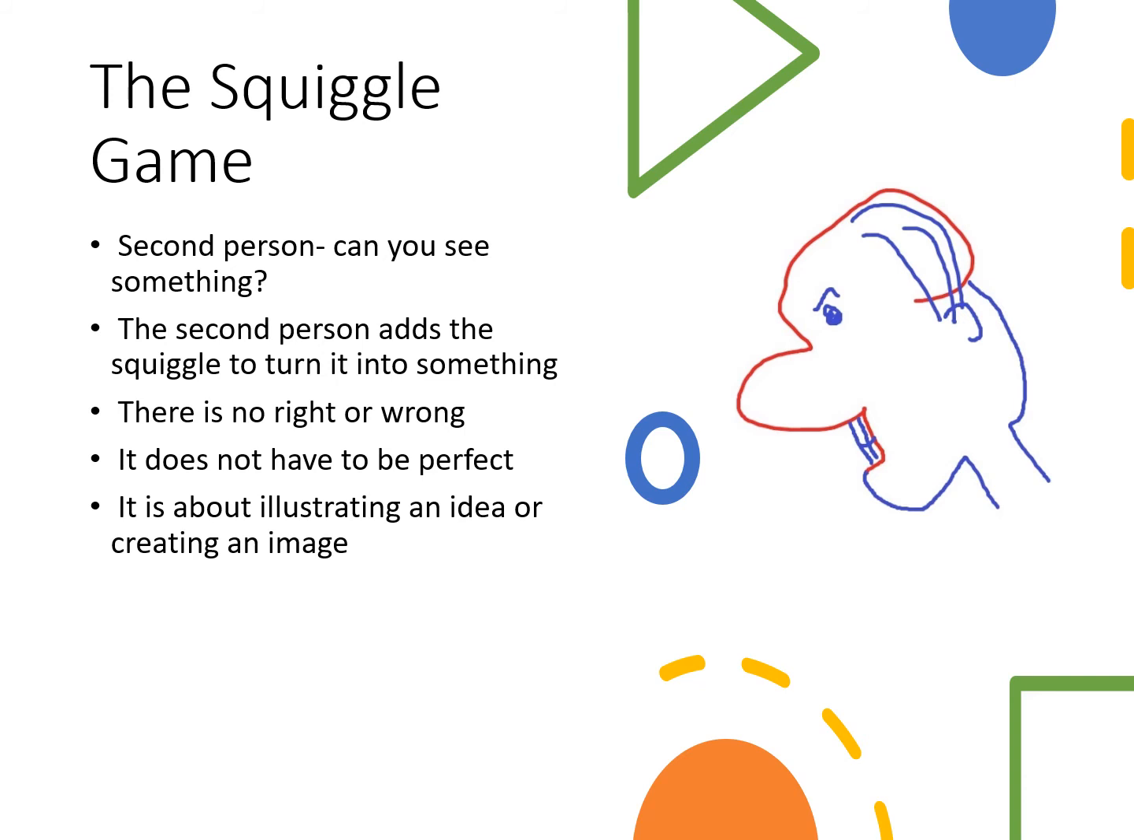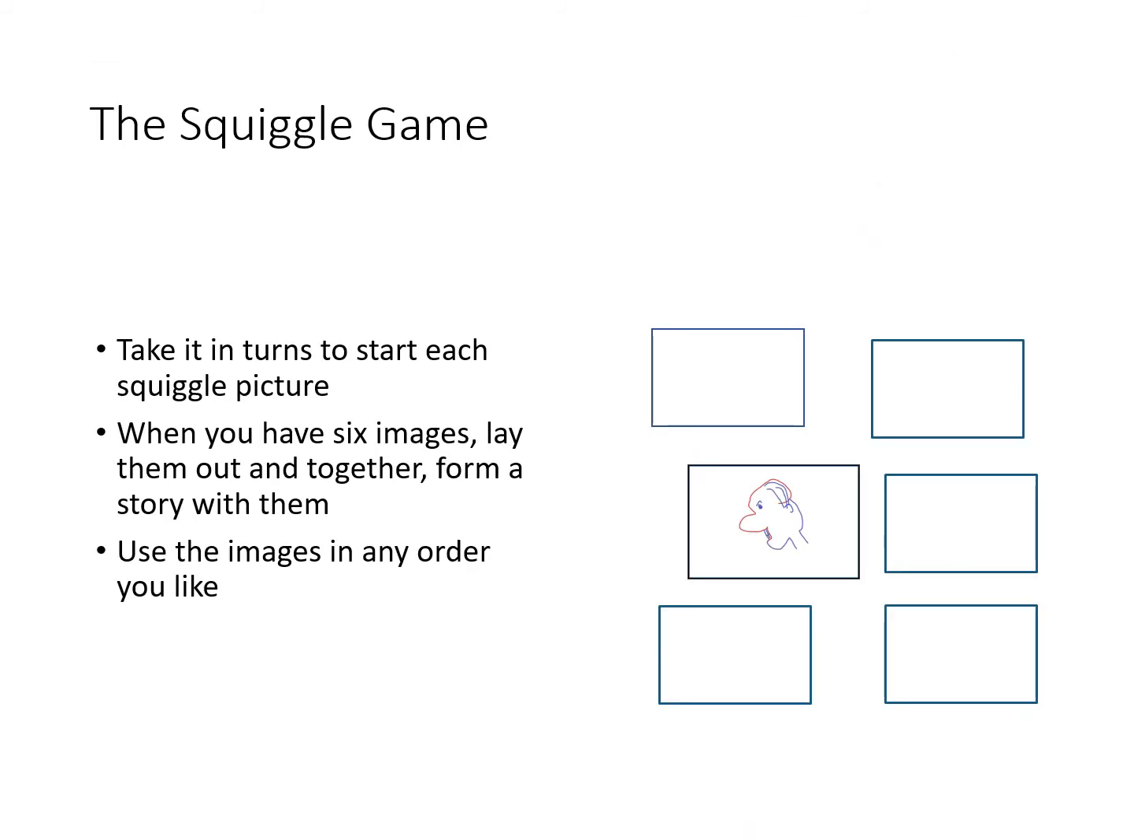They can make it look like a face, a flower, an animal, whatever it is. There's no right and wrong here. Nothing has to be perfect. It's not about producing artwork here. It's about illustrating an idea or simply just creating an image. And of course, you can then engage in what we call the squiggle game, which is basically that you take it in turns to start each of the 6 squiggle pictures and complete them between the 2 of you.